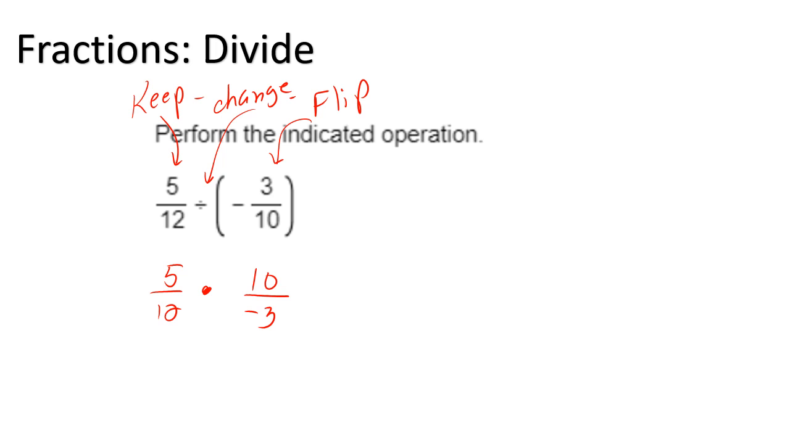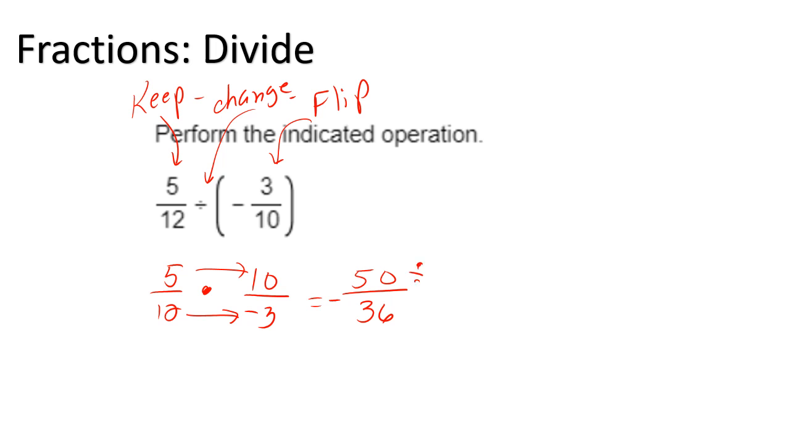Then you would multiply straight across. So 5 times 10 gives me 50 in the numerator. 12 times that -3, or if you just wanted to pull the negative out in front of the bar, that would give you 36 on the bottom, but that whole fraction is negative here. Notice that it's not in lowest terms because these are both even numbers.